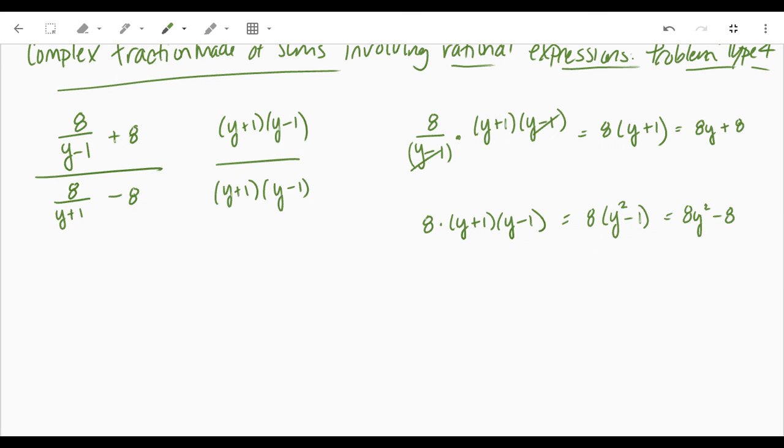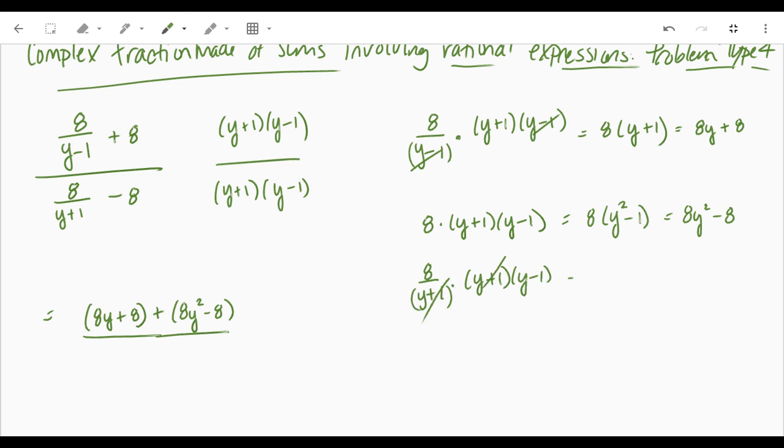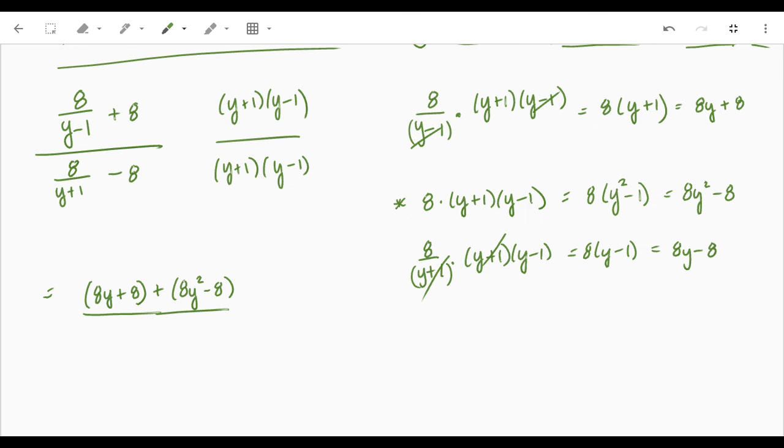Okay, so what I end up with in my numerator is 8y plus 8 plus 8y squared minus 8. When I do the same thing in the denominator, 8 over y plus 1 times y plus 1 times y minus 1, the y plus 1s cancel out, and I have 8 times y minus 1. So I have 8y minus 8. And then I have an 8 again, which is what I already did right here. So then I'll have 8y minus 8 minus 8y squared minus 8.